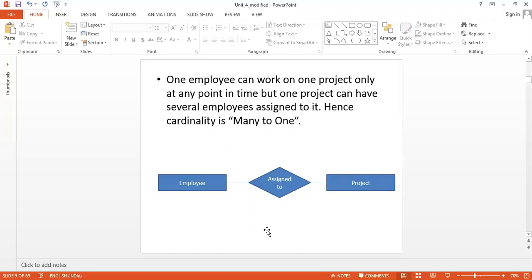We have one more example here. Employee is assigned to a project. So one employee can be working on only one project at one time, but the same employee can be assigned to multiple projects, but then he will be working on one project at one particular time. Then the projects that are there will be having multiple employees. So the cardinality ratio here is many is to 1.